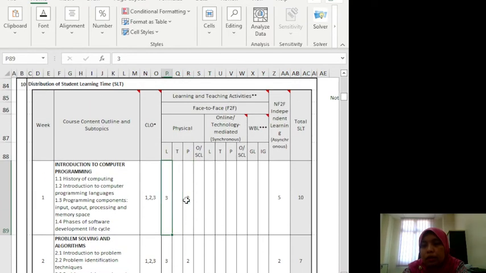So 3 plus 2 equal to 5 plus 5 equal to 10. What is non face to face? Basically I will deliver it in lecture, 3 hours of lecture, 2 hours for practical, and plus you need to learn by your own at your college or at your home 5 more hours, and you can get a total SLT of 10.